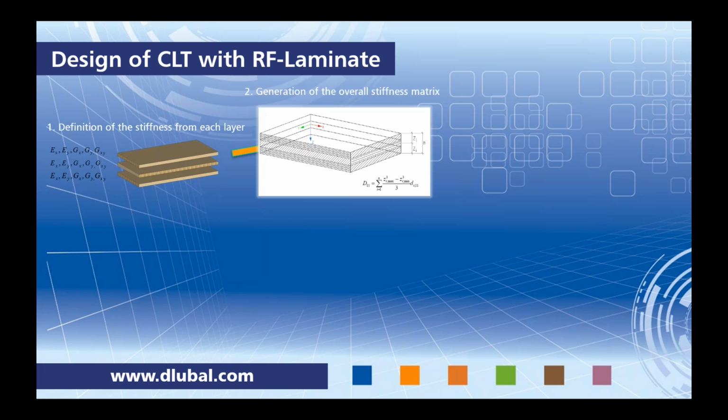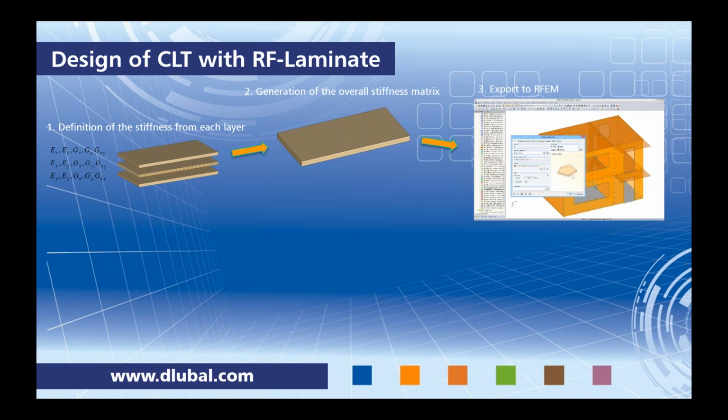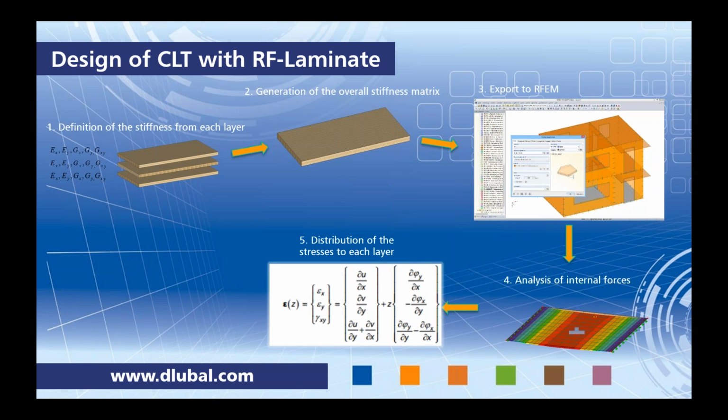Also in the program, it will take each layer and then create an overall stiffness matrix. For example, this is an example of the D11 entry in the stiffness matrix based on all of the different layers. Then the program will export these correct stiffnesses back into RFEM. So we now no longer have those concrete panels and floor panels and such, but rather we have the laminate panels with the correct stiffnesses. The program will go ahead and run all of our load combinations based on ASD or LRFD and get all of the internal forces. Then it takes those internal forces back into RF-Laminate.